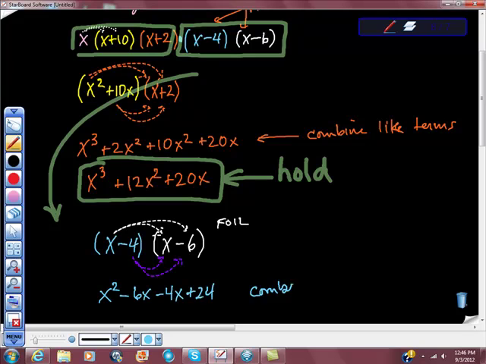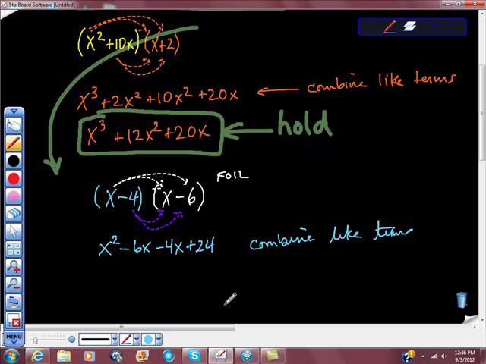Combine like terms. Remember what we said when we said combine like terms, that combining like terms means we only add variables to matching variables. So there are no other x squareds here. So here's my x squared. I have negative 6x here, negative 4 more x here for negative 10x. Isn't that right? Plus 24.